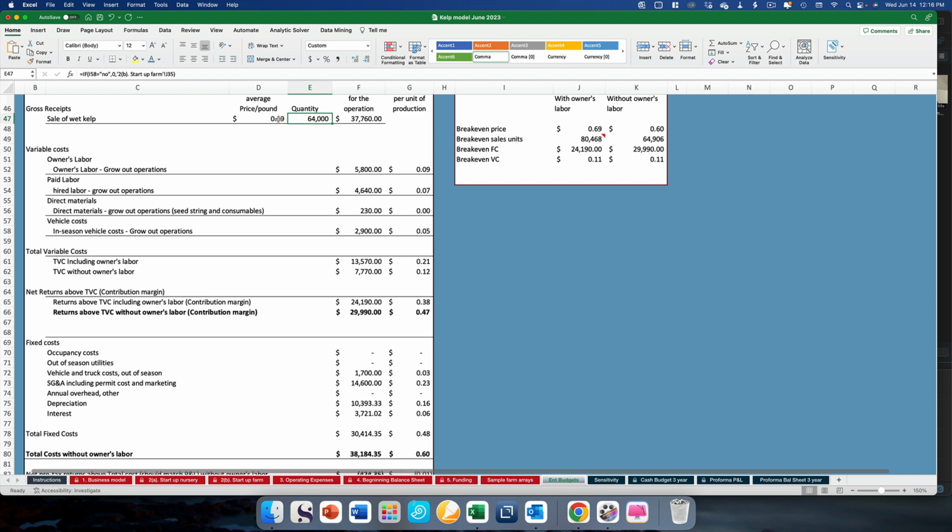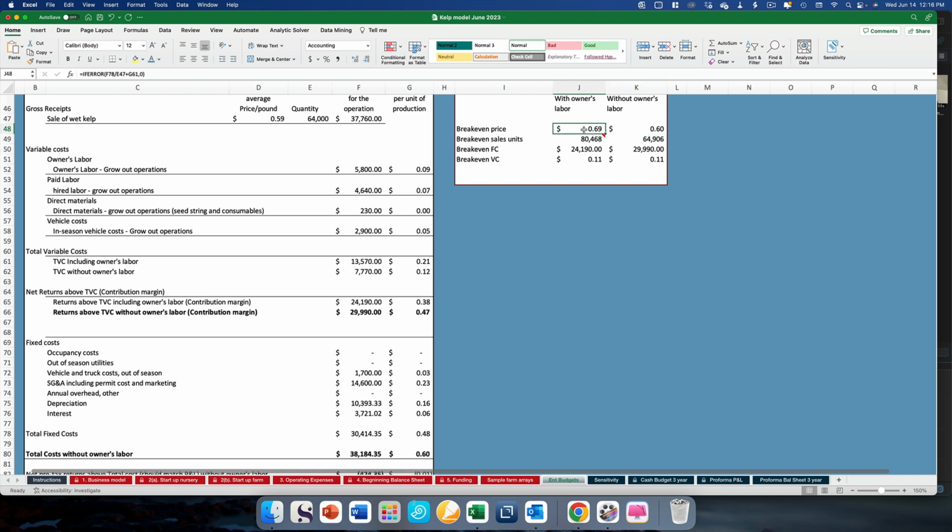Right, so right now I've got an average price of 59 cents. If I want to cover my costs, including owner's labor, then I'd have to charge 69 cents. If I don't want to cover the cost of my labor, then I'd have to charge 60 cents.